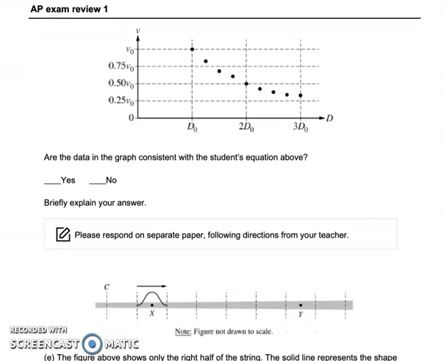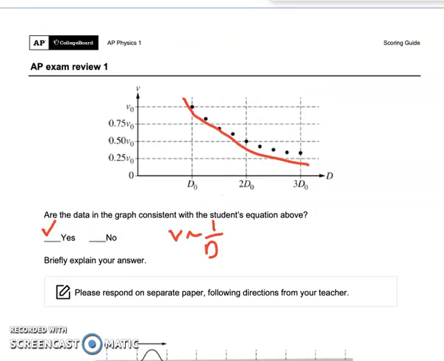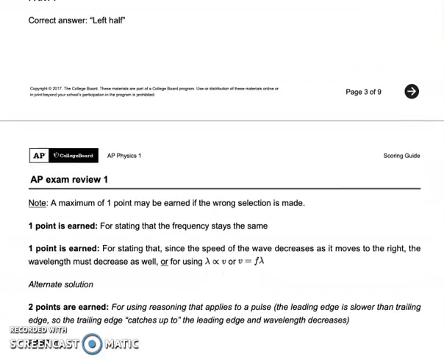Okay, so does this support the equation above? And yeah, it's for the same reason. Again, our y-axis is v, and we have d on the x-axis. You should recognize this as an inverse curve, so that supports v is proportional to 1 over d. And you basically give the same reasoning as before. Okay, so just the ability to recognize an inverse curve and relate that to 1 over the variable in question.